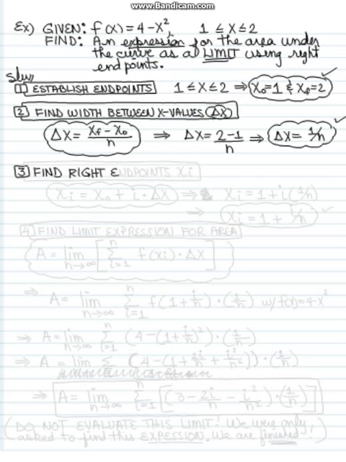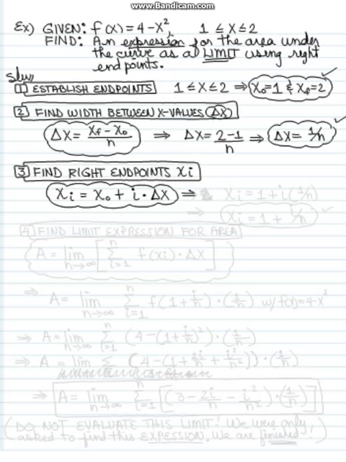Now we're asked to find the right endpoints x sub i. Well, we have a formula for that. For the right endpoints, x sub i is the initial x sub 0 plus i times delta x. So that implies that x sub i is equal to 1 plus i times 1 over n. And that implies x sub i is equal to 1 plus i over n. That's what we're going to use to calculate each of our x values.